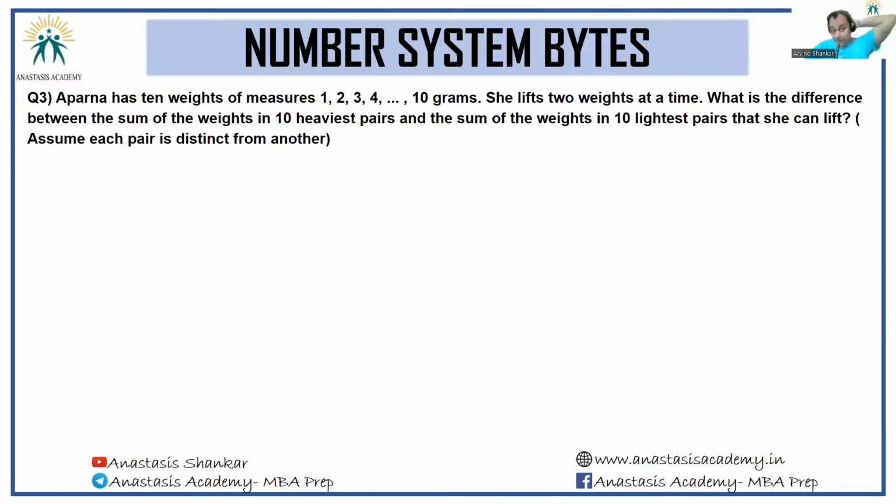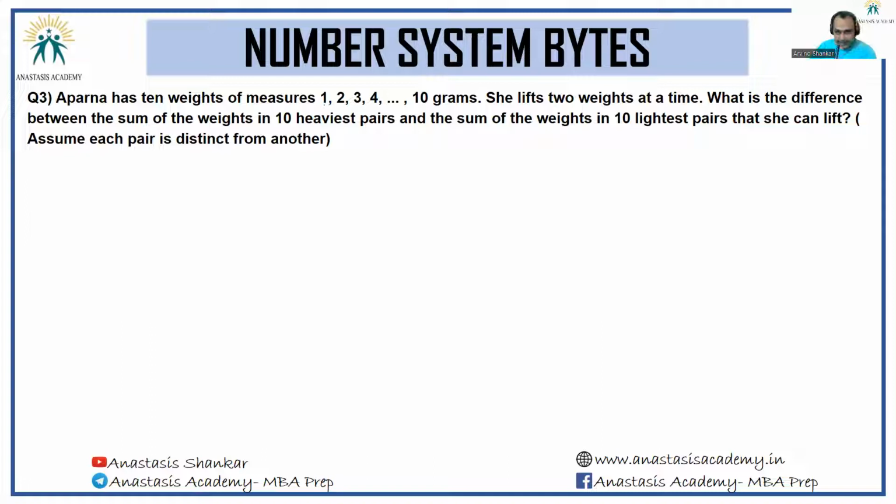Next, Aparna has 10 weights of measures, 1, 2, 3, 4, 5, 6, 7, 8, 9, 10 grams. She lifts 2 weights at a time. What is the difference between the sum of the weights in the 10 heaviest pairs and the sum of weights in the 10 lightest pairs that she can lift? Okay. Basically, we have to identify the heaviest pairs and the lightest pairs.